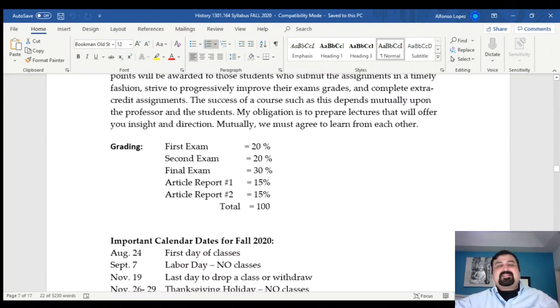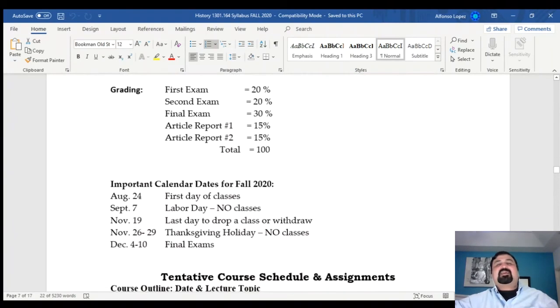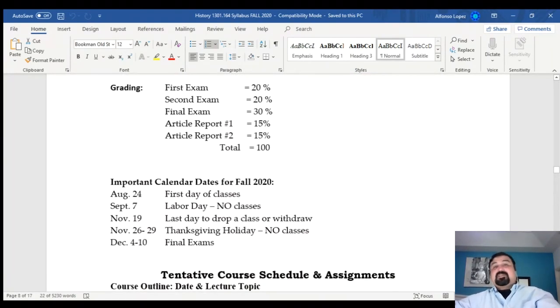So this is how the grade distribution looks like. First and second exam, 20% each. Final exam, 30%. And then article report number 1, 15%. Article report number 2, 15%. Total, 100 points. So this is, again, the grade distribution.